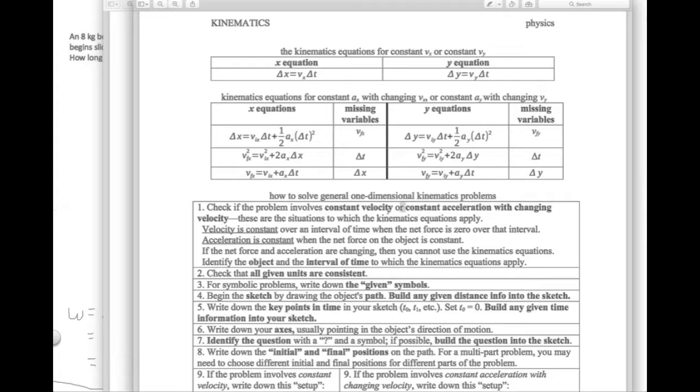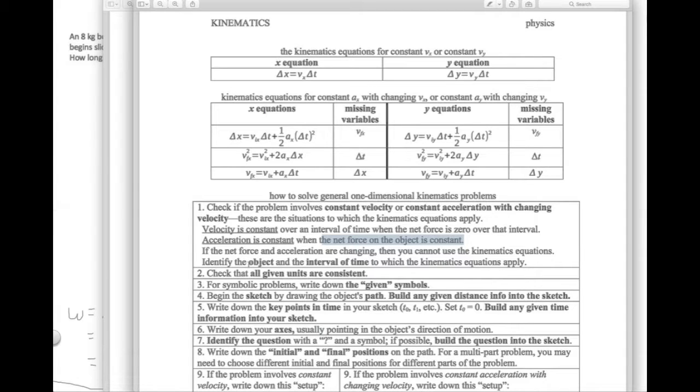Okay, so we've decided we're going to use the kinematics framework with constant acceleration and changing velocity. That's the typical type of kinematics, most typical in physics classes. We used this idea that acceleration is constant when the net force on the object is constant.